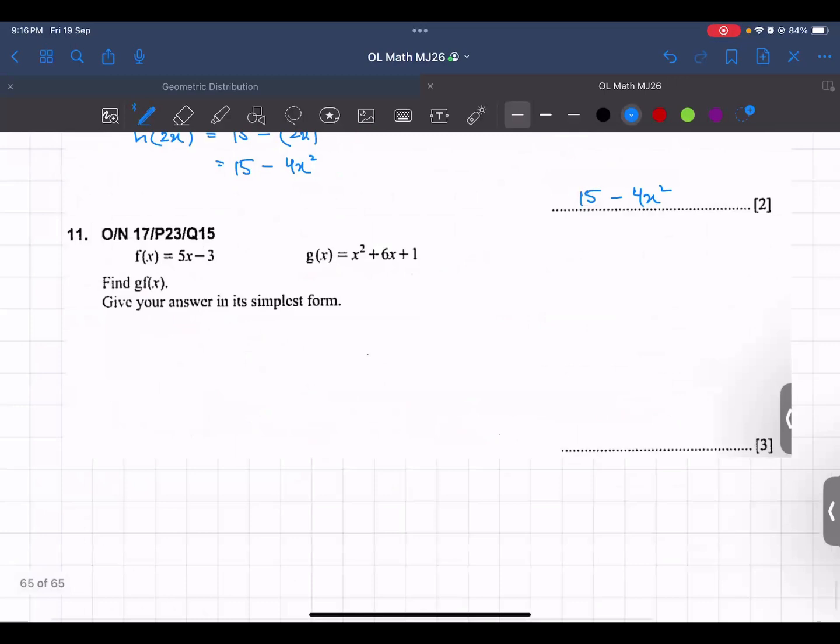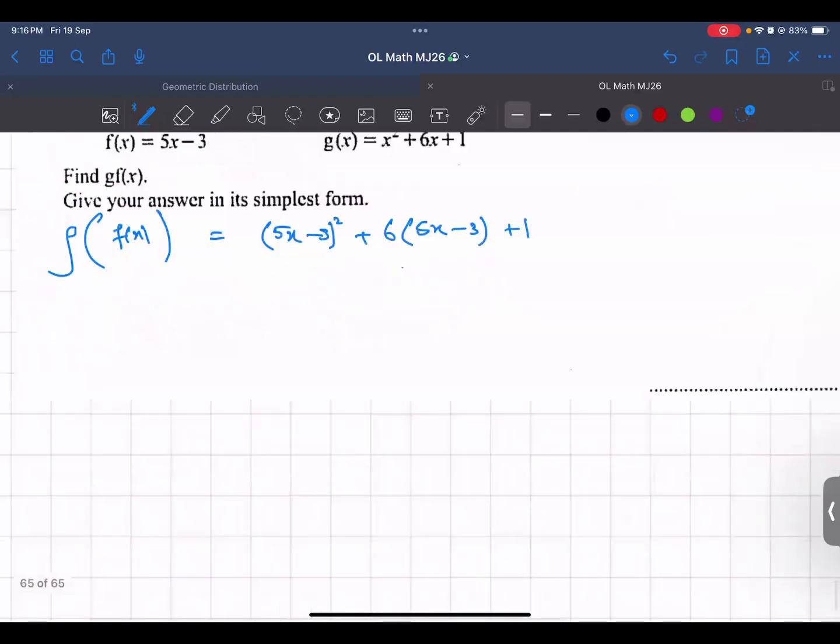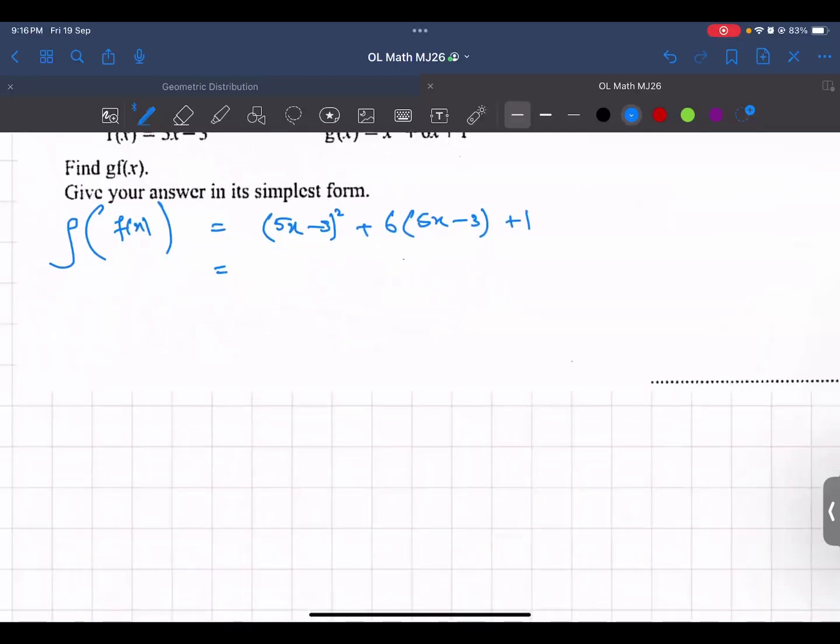Then let's do this one. Again, look, composite function. fx is given, gx is given. They're asking you to find gfx and then simplify it. So g, and the input to your g is your fx function. So instead of x, now you will write fx, 5x minus 3 whole square. Then plus 6, and then again instead of x, you will write fx, 5x minus 3, and then plus 1. And now you would expand and simplify.